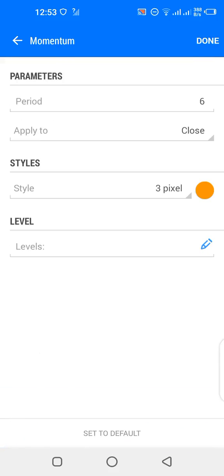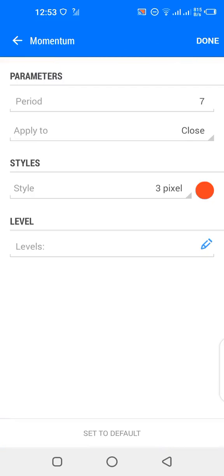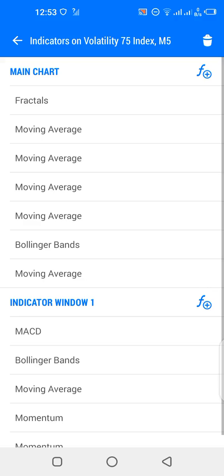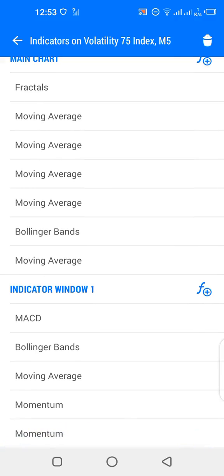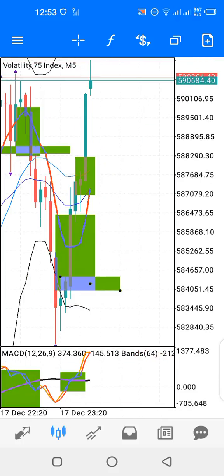And we have the momentum indicator. The first one, the period is 6, apply to close, and the color is orange. And the second momentum indicator, the period is 7, apply to close, and the color is red. So that's that for the settings, and that's that for the strategy.